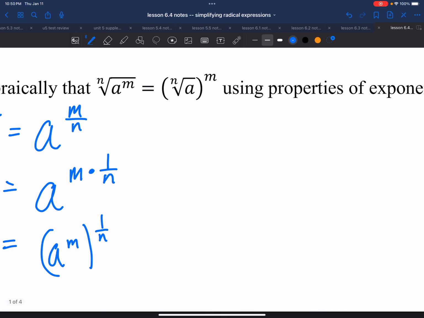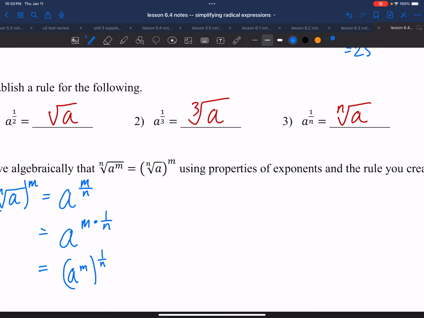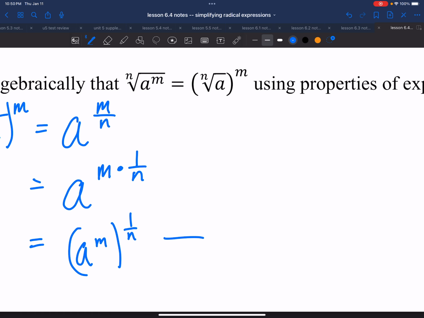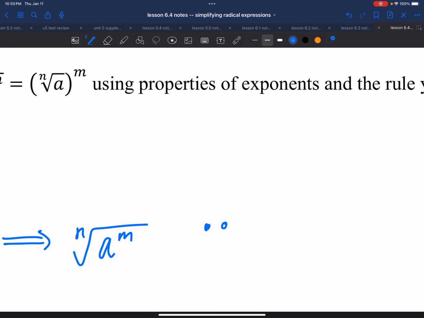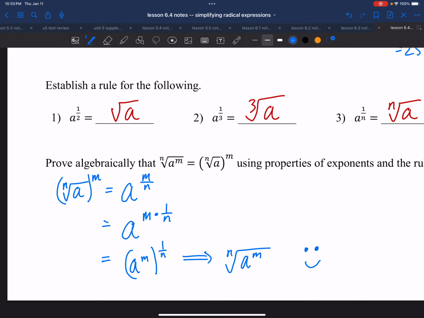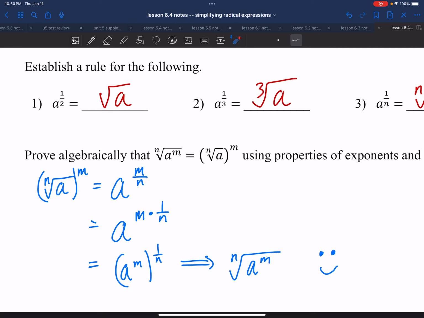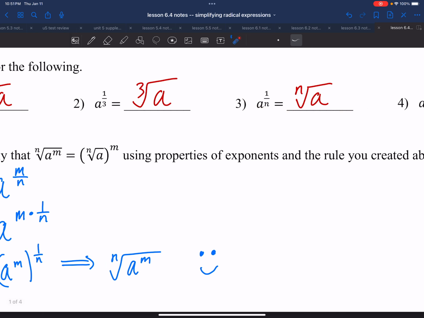And so from here, I say, well, based off this rule right here, whatever a is, or whatever this thing is, it just goes underneath the nth root. And so I would conclude that this is equal to the nth root of a to the m. And I'm done. I say, happy face, right? I have shown algebraically using laws of exponents. I've broken this up, right? This is one of the rules I created. This is just a basic fact about multiplication. M over n is m times 1 over n. And then a to the m to the 1 over n comes from those exponent rules. And then I kind of invoked this rule to rewrite it as that.